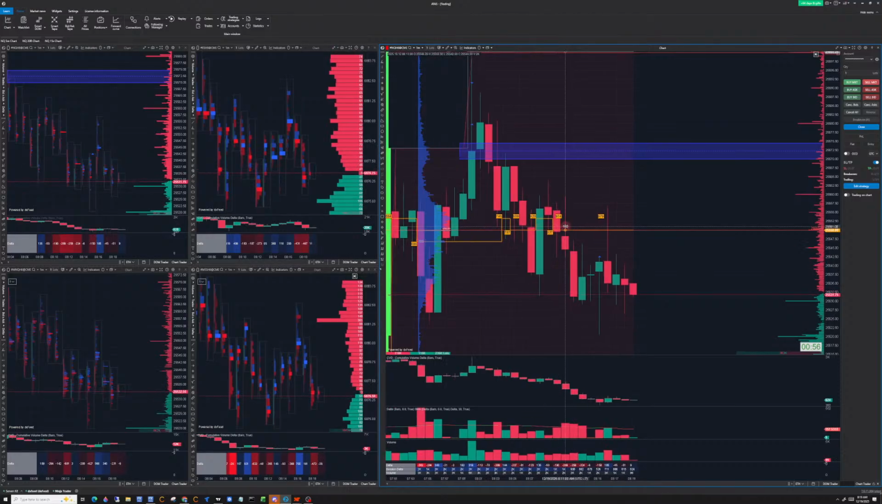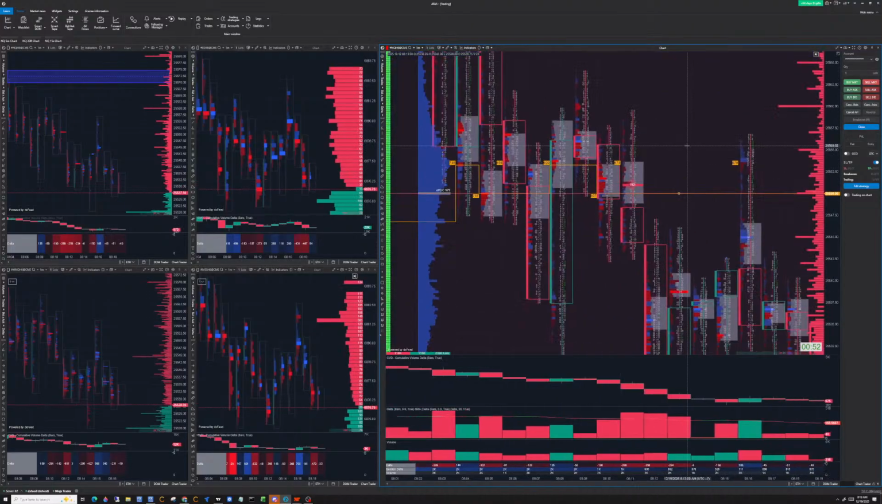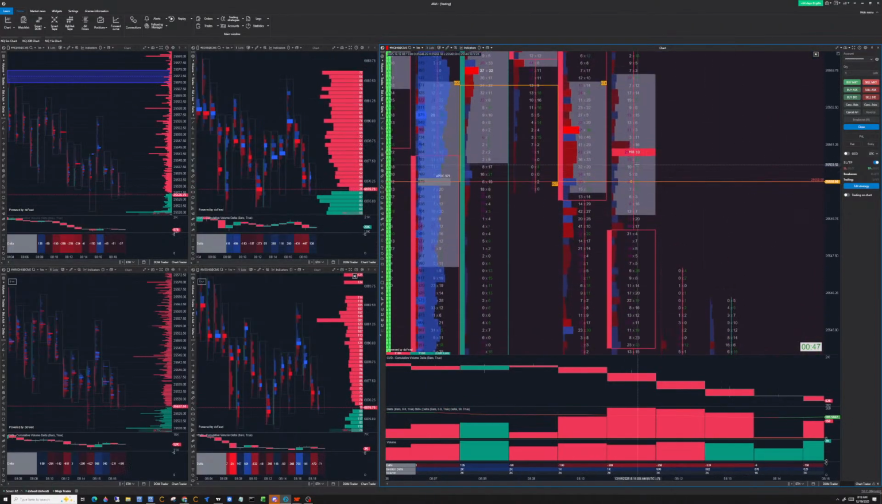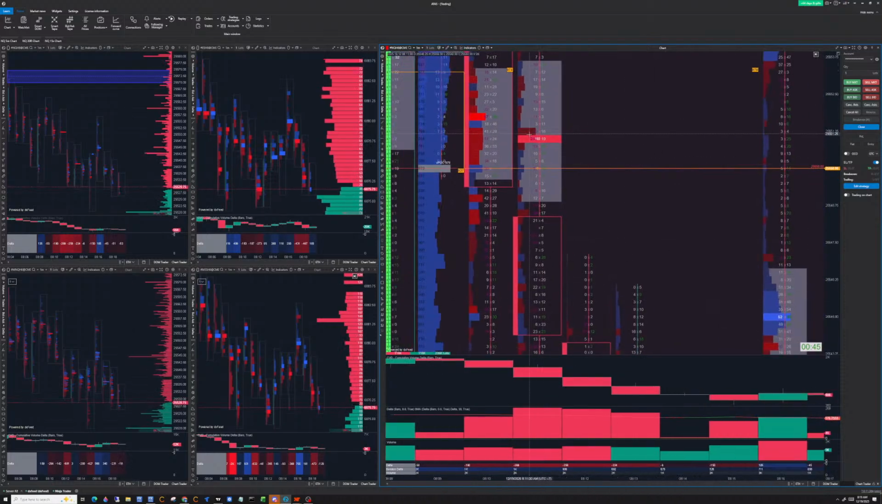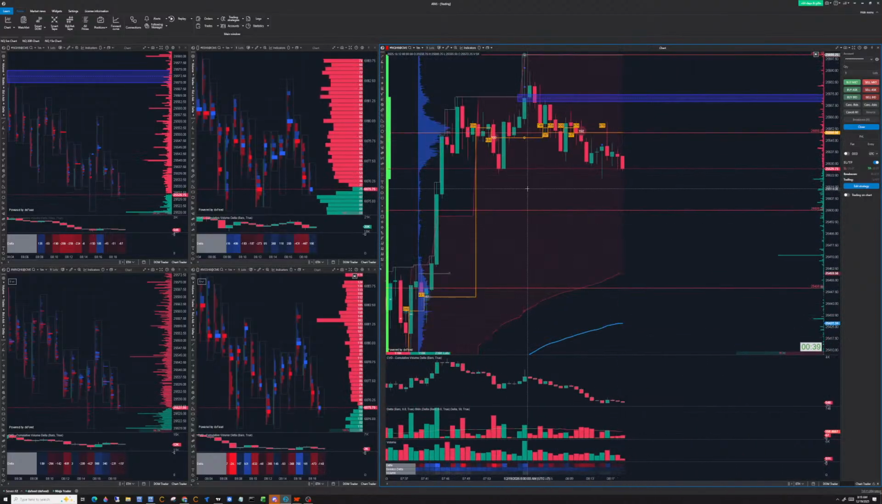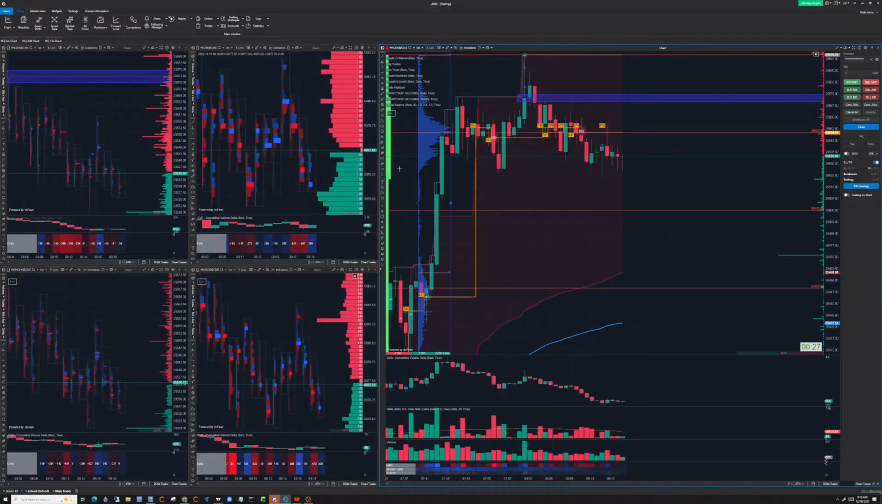Oh, look, some sellers stepped in right here too, right at the POC. Over 200 trades at that one level there. What y'all think about that? Y'all selling too, or looking for sales, or what are you doing?